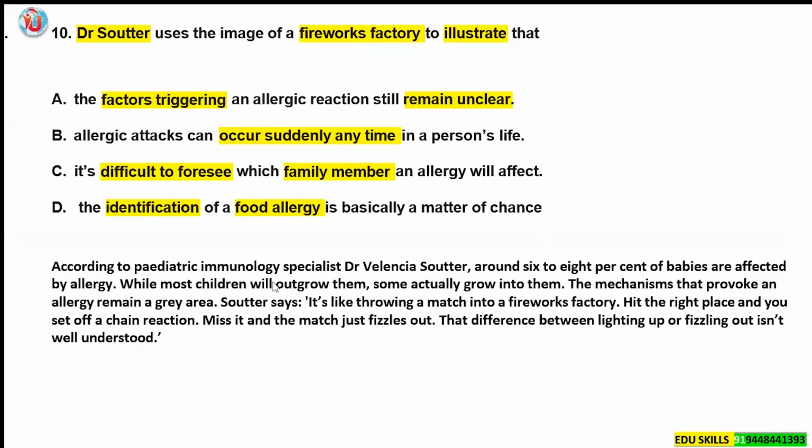According to the pediatric immunology specialist Dr. Valencia Sauter, around 6 to 8% of babies are affected by allergy. While most children will outgrow them, some actually grow into them. The mechanisms that provoke an allergy remain a gray area. Sauter says it's like throwing a match into a fireworks factory. Hit the right place and you set off a chain reaction. Miss it and the match just fizzles out. That difference between lighting up or fizzling out is not well understood.